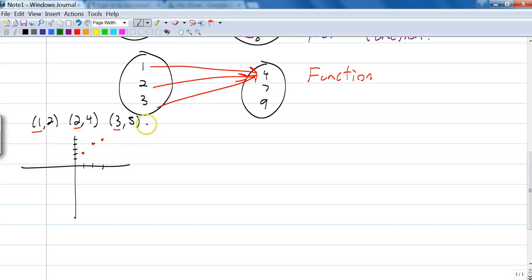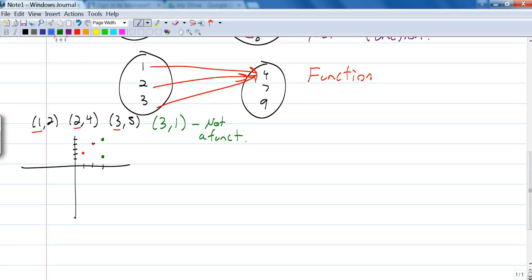So let's see what happens when we don't have a function. Let me add one. Let me add (3, 1). And now this is not a function. And look what happens graphically. If I go (3, 1), what do you notice? When x is 3, there are 2 y values.